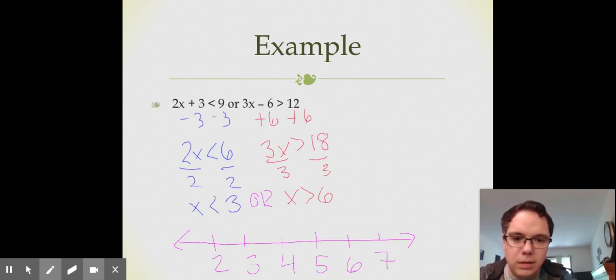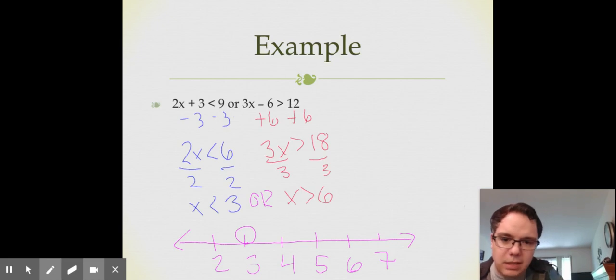All right. So we have x is less than 3. Remember that's an open dot because we don't have a line underneath. So if I put in 3, 3 wouldn't be less than 3. What number is less than 3? 2 is less than 3. Yes. So I'm going to shade to the left.